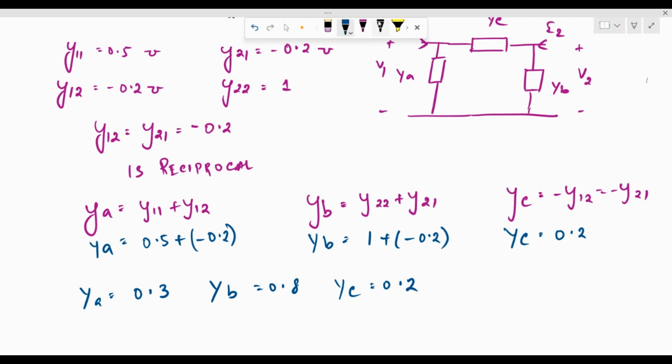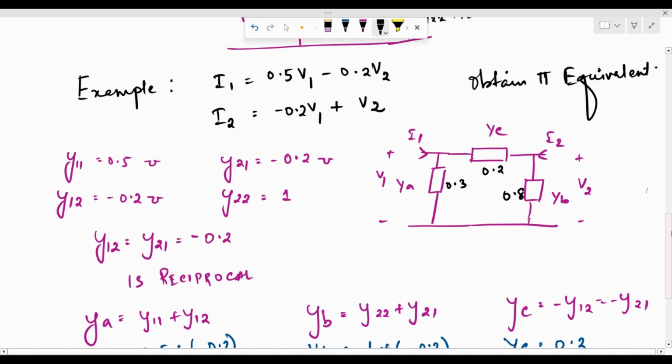So now we can replace these values here. This is 0.3, this is 0.2, and this one is 0.8. So this is how we can obtain the pi equivalent of any two-port network that has been represented using the y parameters. So if we know the z parameters, even then we can find the pi equivalent of it, provided the circuit is reciprocal, and from the z parameters we are able to obtain the y parameters, and from that we are able to obtain the parameters of the pi configuration.